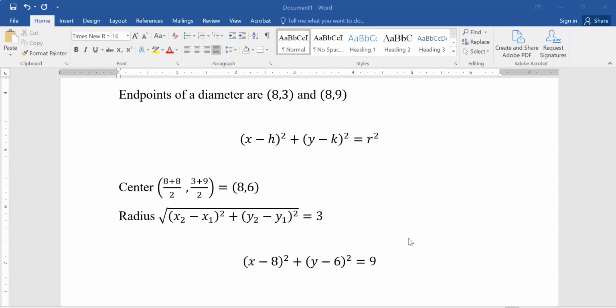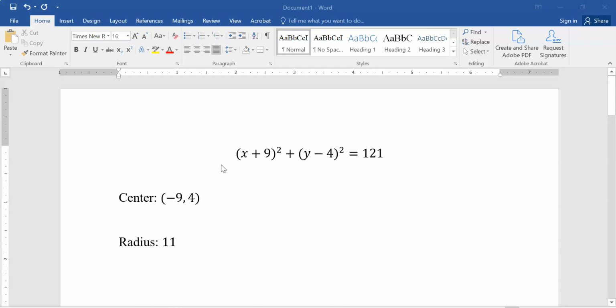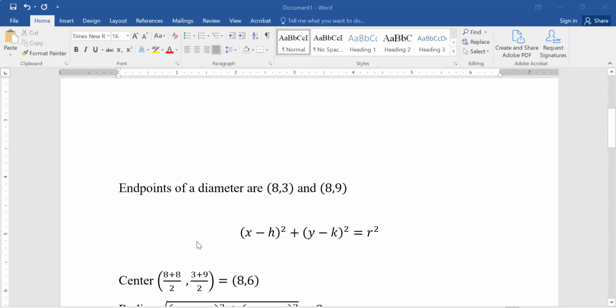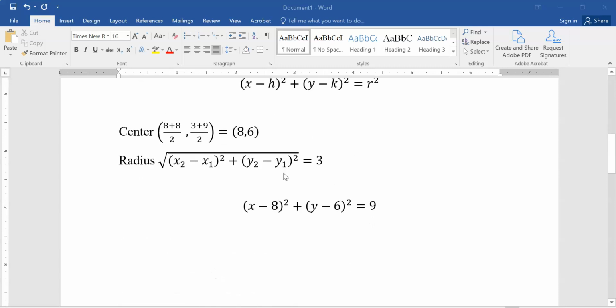So that's the two types of problems. One is where I give you an equation and you find some properties. The other type of problem is I give you some properties like the endpoints of the diameter, and then you create the equation. All right. Now in the next video, we'll do that for ellipses and we'll do that for parabolas and all those types of things in the next videos.